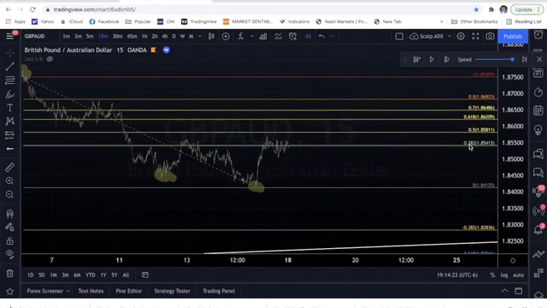This is 38% of the retracement of this move. This is a 30% retracement. This is a 50% retracement. This is 61 or 62% retracement. This is a 70% retracement. This is 80 and this is 100. That's all it means, guys.